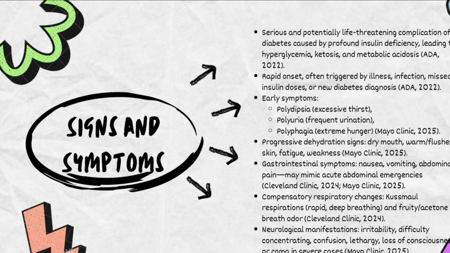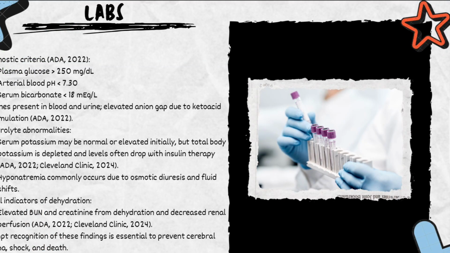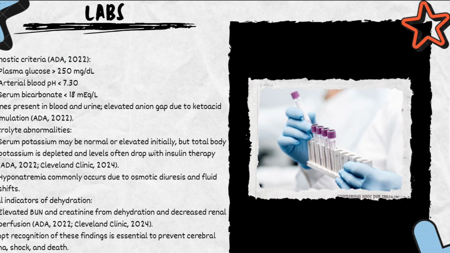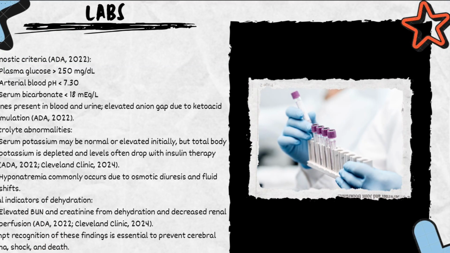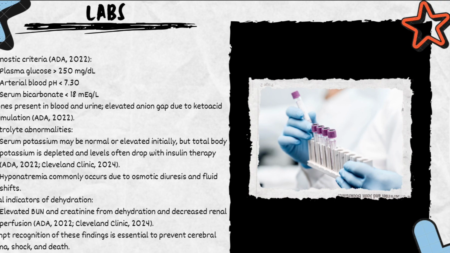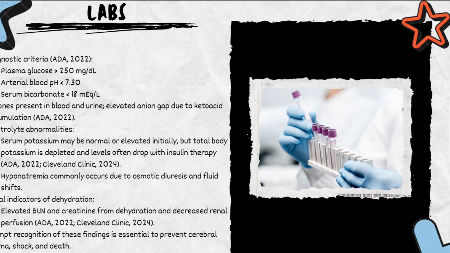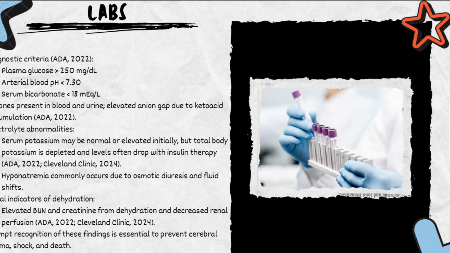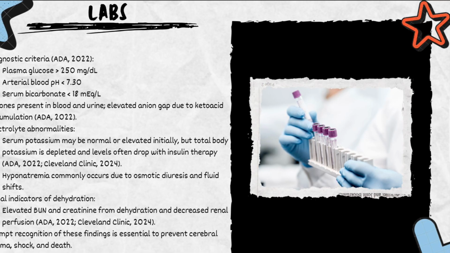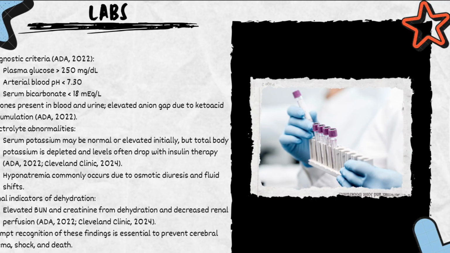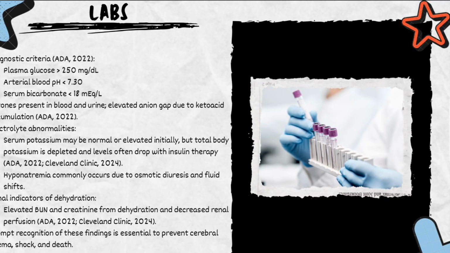Labs. Diagnostic criteria includes a plasma glucose of more than 250, arterial blood pH of less than 7.3, and a serum bicarbonate of less than 18. Ketones present in blood and urine, elevated anion gap due to keto acid accumulation.